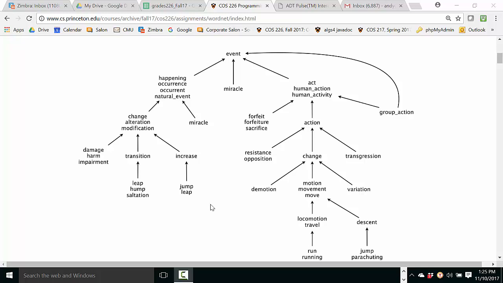So you want to come up with an algorithm that will do interesting things like find the shortest distance between, say, jump and transgression. So you'll have to figure out what the most common ancestor is. Sort of like, if you come from here, from here, you can get to that. So you can find the shortest common ancestor.